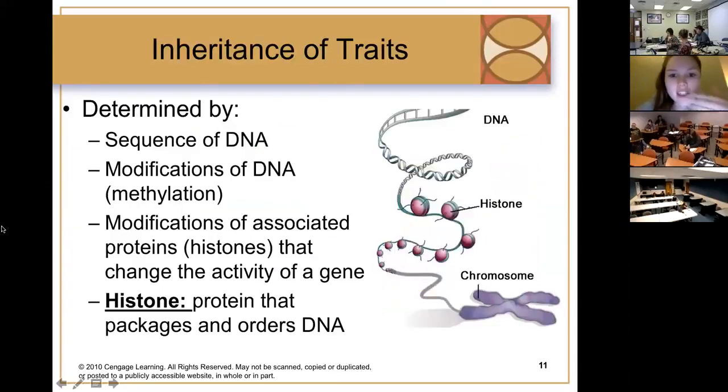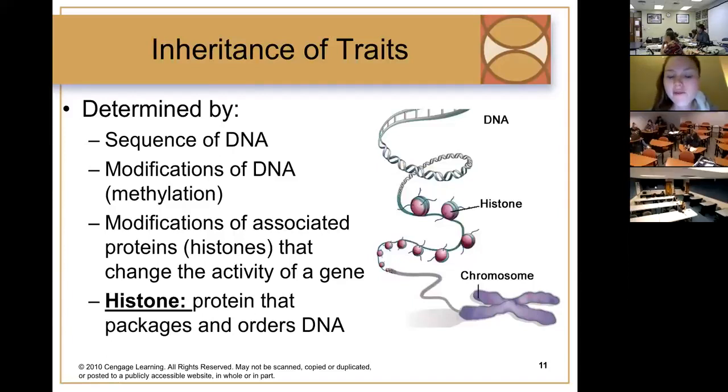The inheritance of traits is determined by a number of different factors. It's determined by the sequence of the DNA, because remember I said you always have those same pairings, but the order that they might be in is going to vary. Someone may have an A and a T and a C and a G, and someone else at that same spot may have 2 ATs. Does that make sense? The sequence that those pairs are in is what makes up your DNA.